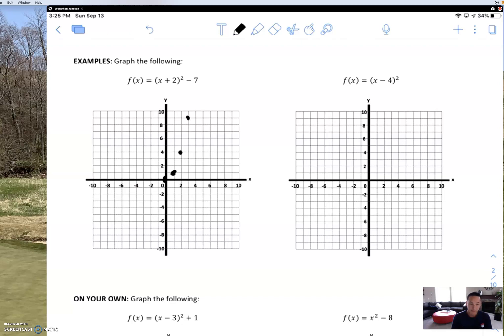And it's going to go through the points (1, 1), (2, 4), and (3, 9), because 1 squared is 1, 2 squared is 4, 3 squared is 9. If you go backwards the other way, it'll just mirror it on the other side. So negative 1 squared is 1, negative 2 squared is 4, and negative 3 squared is 9. So this is just the graph of x squared.